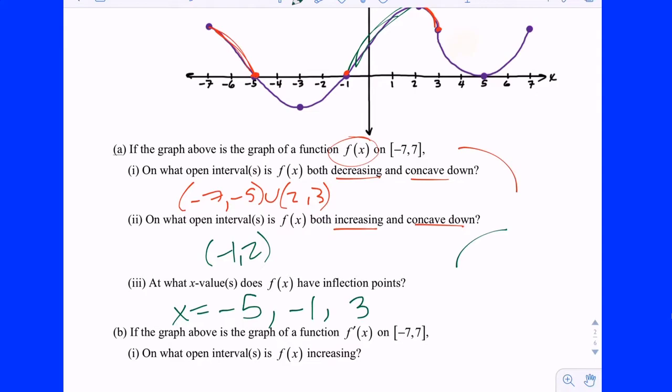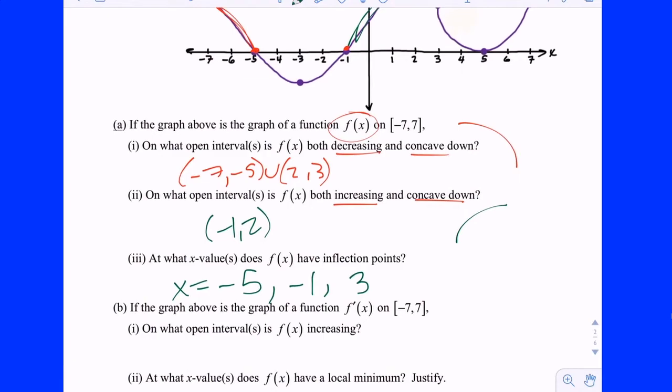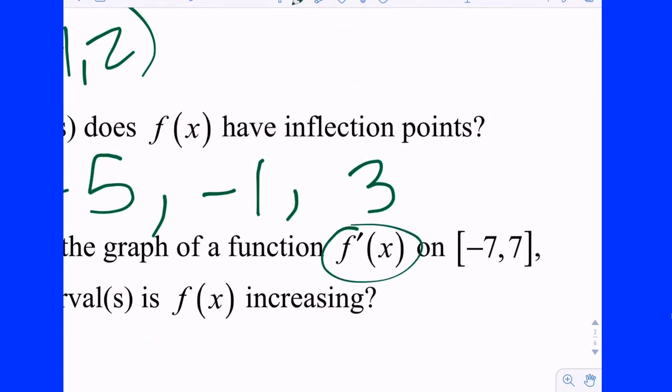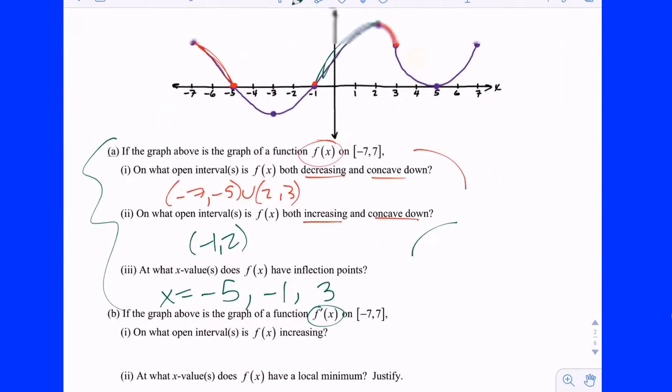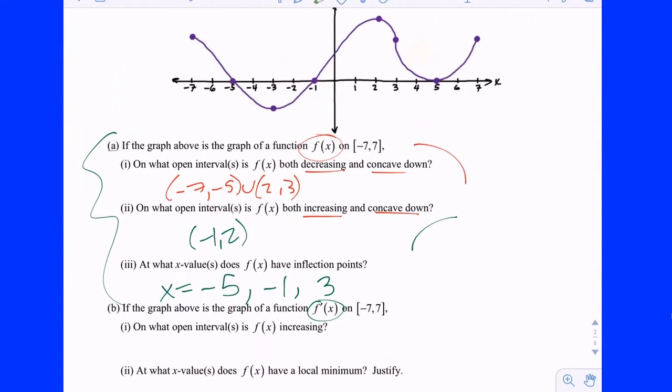All right, part B. We're changing our mindset now, okay? That was part A. Part B, if the graph above now represents the graph of f prime and not f, now we're using it again, but we're treating it differently. Now on what open intervals is f increasing? -7 to -5, -1 to 5, and then 5 to 7.